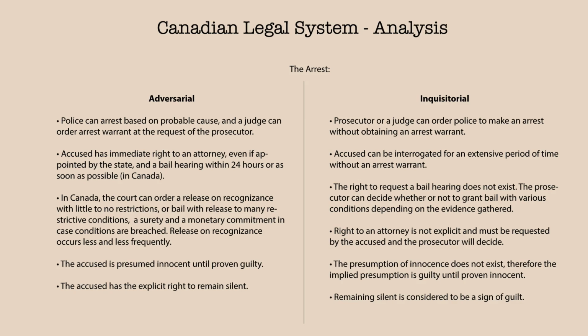The right to request a bail hearing does not exist. The prosecutor can decide whether or not to grant bail with various conditions, depending on the evidence gathered. The right to an attorney is not explicit and must be requested by the accused, and the prosecutor will decide. The presumption of innocence does not exist in the system, therefore the implied presumption is guilty until proven innocent. And in the system, remaining silent is considered to be a sign of guilt.